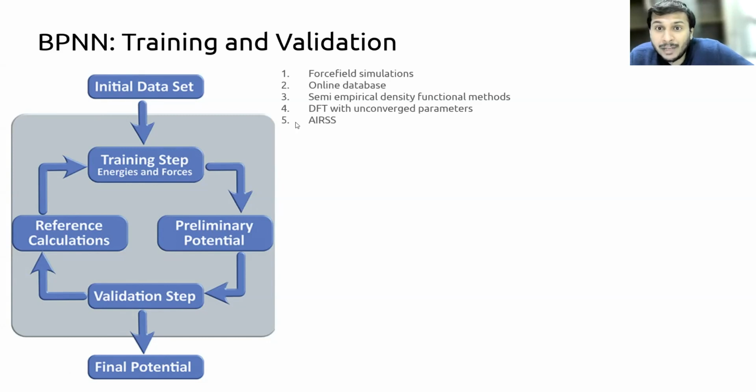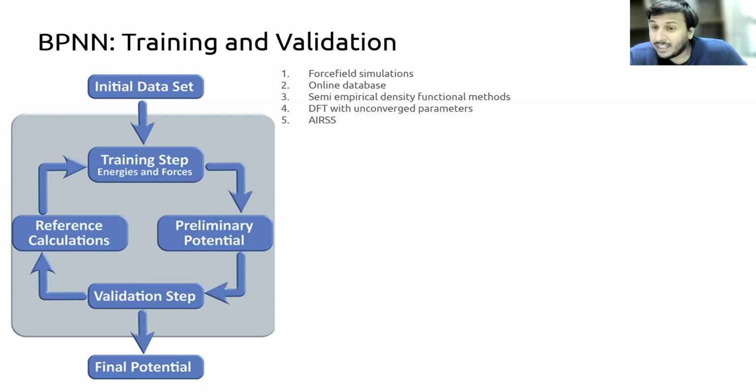So, I mean, there are many ways of creating your initial data set. For example, you could use some force fields to get, let's say, a few hundred configurations. There might be an online database already. There are many people working on systems, and on Materials Cloud, you are likely to find a lot of data. You could use tight binding or semi-empirical models, like density functional tight binding, to come up with your initial data set.